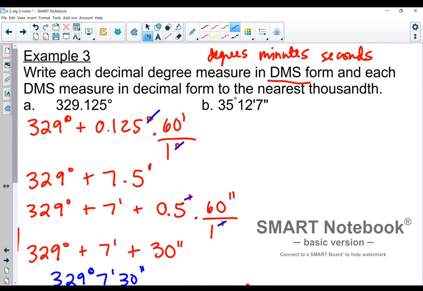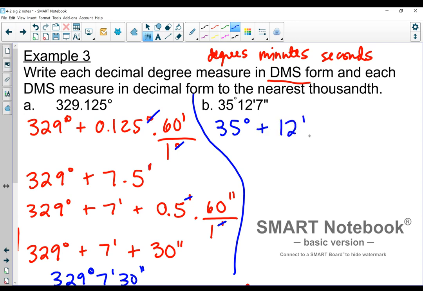So on the next one, we're starting out with degrees, minutes, seconds. We want to convert it to decimals instead. So 35 degrees. And then if they have 12 minutes and 7 seconds, I'm going to convert those. So the minutes, I'm going to use that conversion the other way around now. In 1 degree, there are 60 minutes. And then I have 7 seconds.